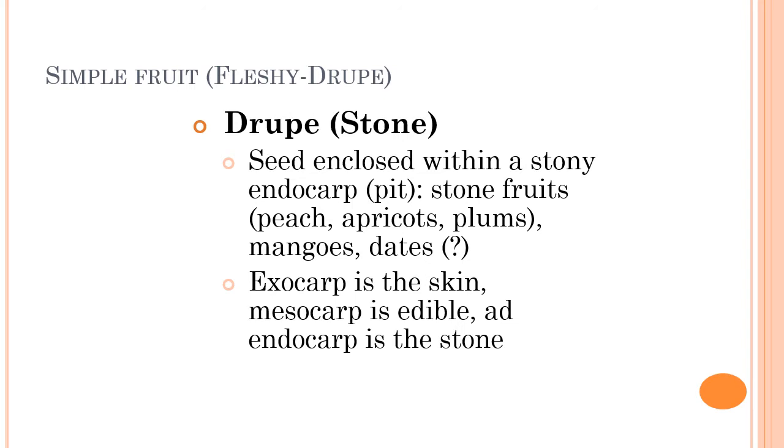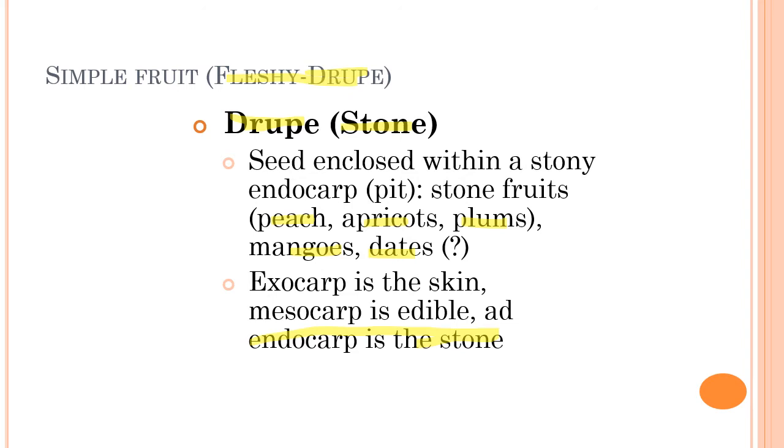Another kind of fleshy fruit is called drupe. Sometimes it's called stone fruit, and the reason for being called stone is that the endocarp is actually hard. So the endocarp is the stone of the fruit. The inside is very hard. Think about peaches, apricots, plums, mangoes, and dates. Even some of the dates are called drupe.